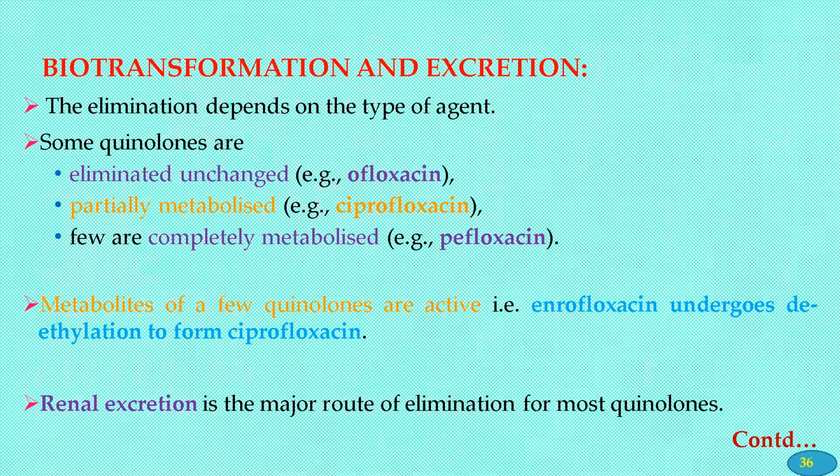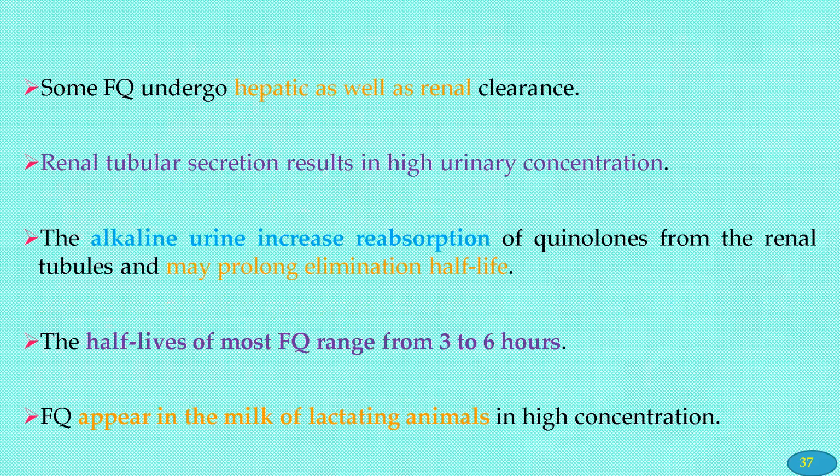Whereas renal excretion is the major route of elimination of most of the quinolones. And some fluoroquinolones undergo hepatic as well as renal clearance. So they are excreted from the body by renal secretion, which results in high urinary concentration. And alkaline urine increases the reabsorption of the quinolones from the renal tubules and may prolong the elimination half-life. The half-lives of the fluoroquinolones in general are 3 to 6 hours.